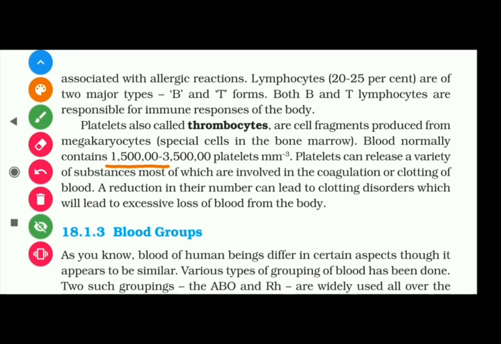Platelets can release a variety of substances, most of which are involved in the coagulation or clotting of blood. And a reduction in their number can lead to a clotting disorder, which will lead to excessive loss of blood from the body. Understand? See, if we accidentally cut our finger, then blood passes, but due to platelet secretion of special substances, the blood gets coagulated. But if the platelet number is reduced, then clotting disorder occurs. That's why the range in healthy people for platelets is 1,50,000 to 3,50,000 per cubic millimeter.